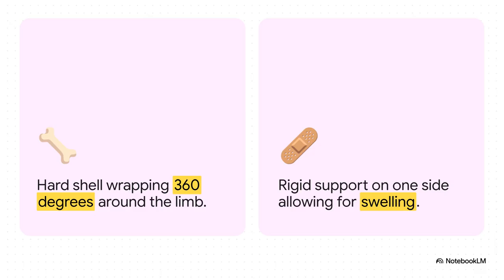Why does this matter clinically? Well, because splints allow for swelling. You'll see splints used constantly in the ER right after a bad injury because the limb is actively swelling up. Putting a 360-degree hard cast on a swelling limb in the ER would act like a tourniquet. It would literally cut off circulation and be incredibly dangerous.